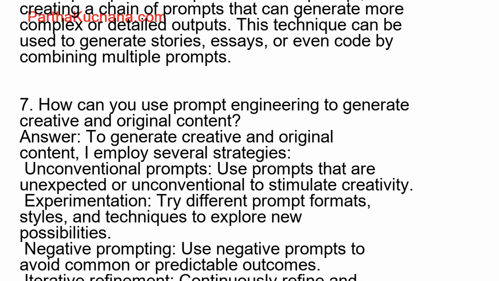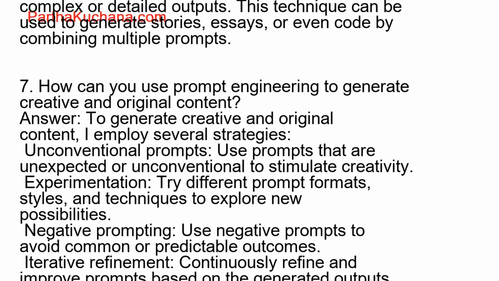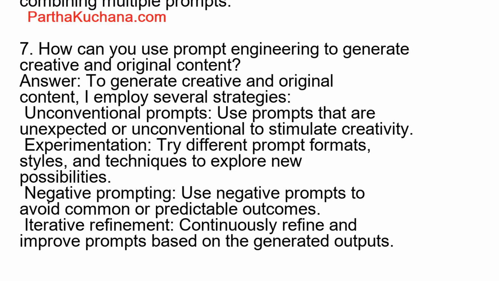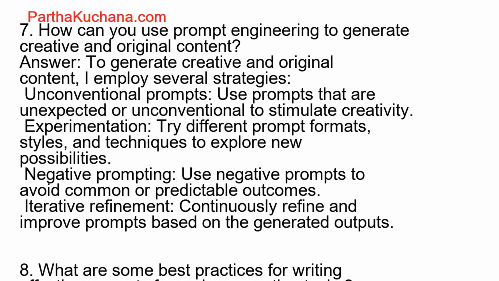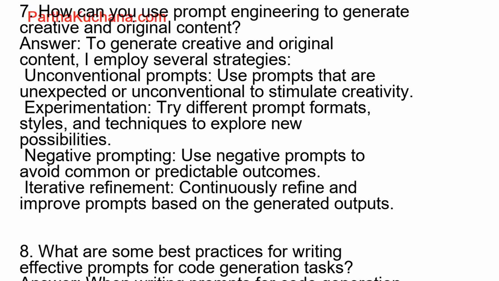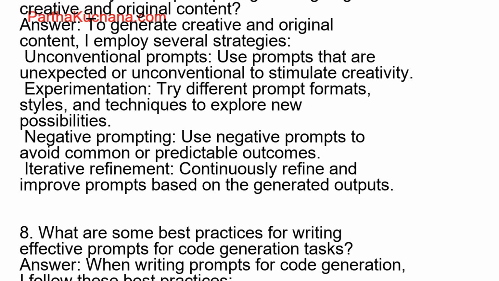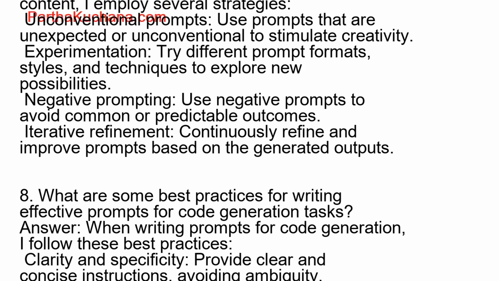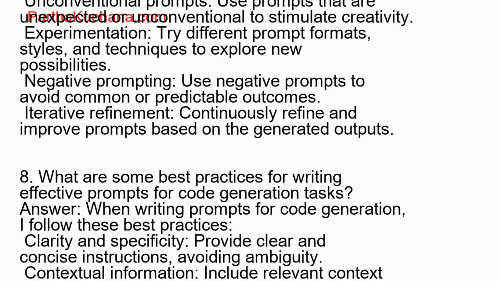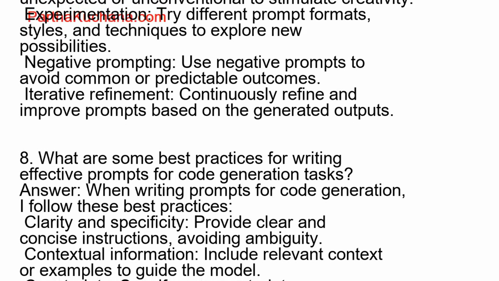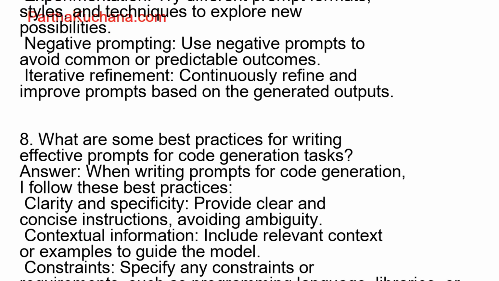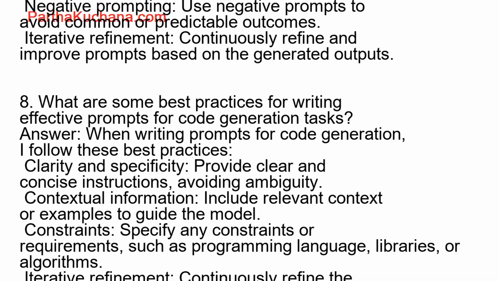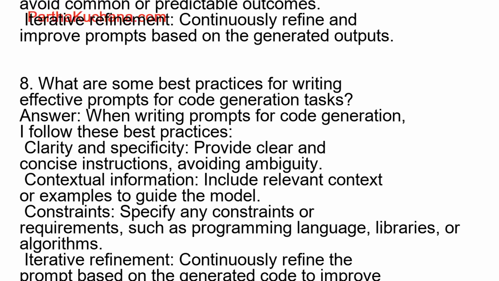8. What are some best practices for writing effective prompts for code generation tasks? Answer. When writing prompts for code generation, I follow these best practices. Clarity and specificity. Provide clear and concise instructions, avoiding ambiguity. Contextual information. Include relevant context or examples to guide the model. Constraints. Specify any constraints or requirements, such as programming language, libraries, or algorithms. Iterative refinement. Continuously refine the prompt based on the generated code to improve accuracy and efficiency.